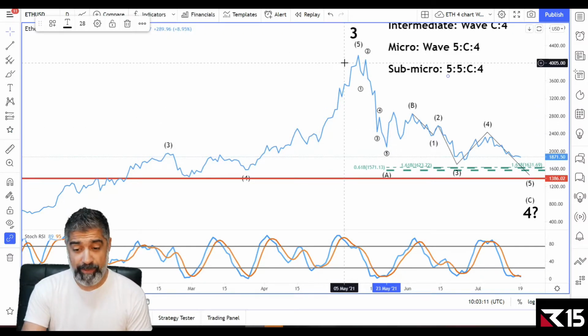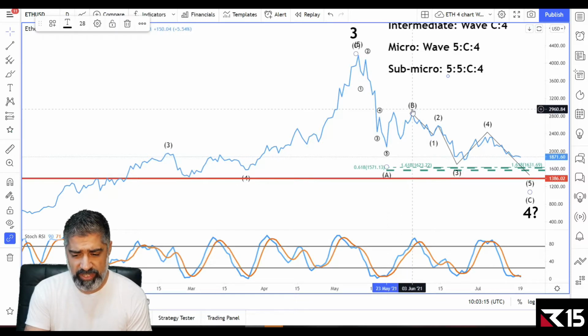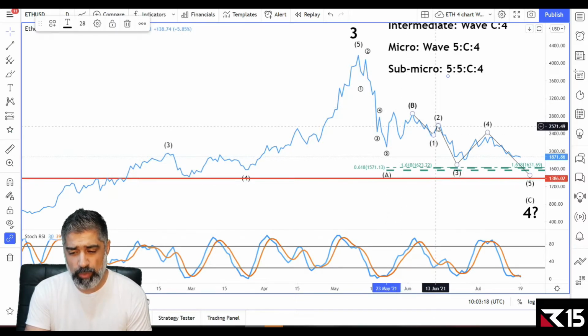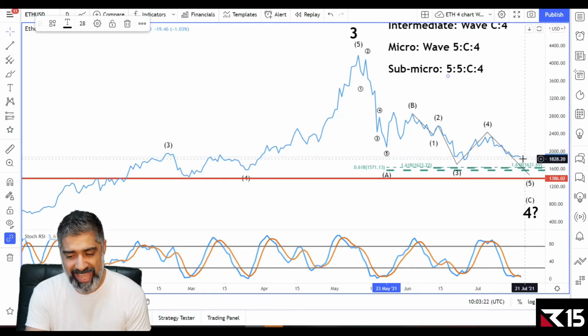This is where we're at. So we got this nice move to the downside, which we saw, this ABC correction to the B, and then we've had this nice 1, 2, what looks like a 3, 4, and we look like we're making this final wave 5 down to the downside.